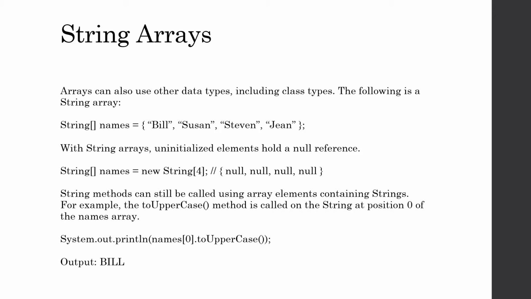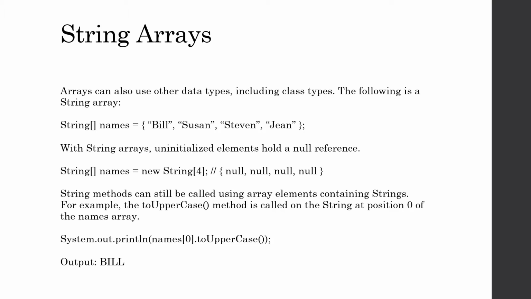The key difference when we're dealing with a string array or just any array of objects is that if we use that particular approach, all of the uninitialized elements are going to hold a null reference. With our numeric arrays, we saw that they would be initialized to 0 if we didn't specify anything. In this case, they're going to hold a null reference if we don't specify anything.